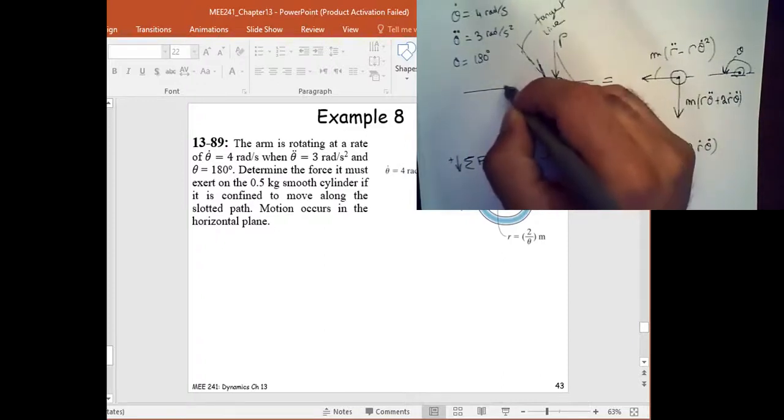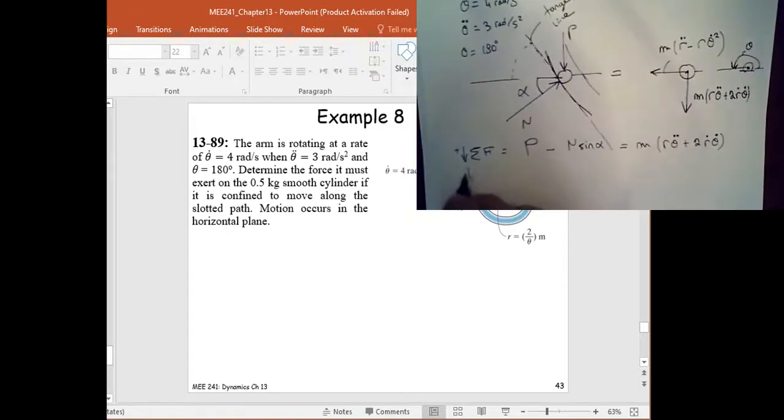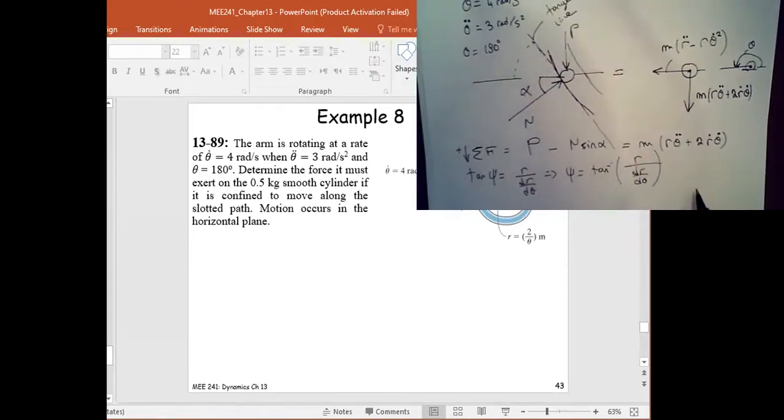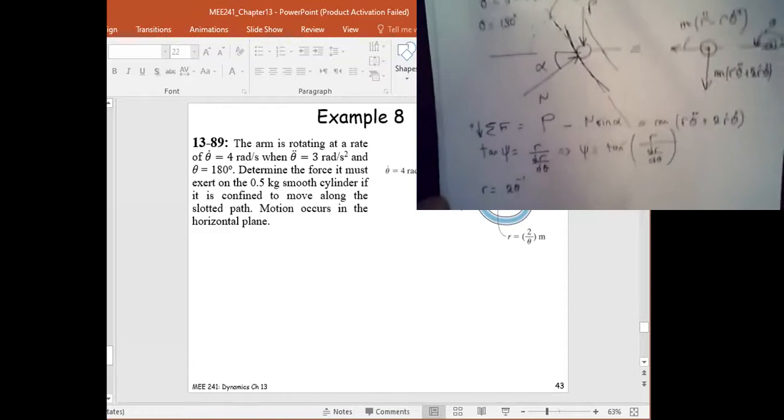So we said phi is either this angle or the whole angle. We know tangent phi is equal to R over dR d theta. So phi is equal to inverse tangent of R over dR d theta. Okay, so what is R? R is given to me as 2 over theta, so R is equal to 2 theta to the minus 1.